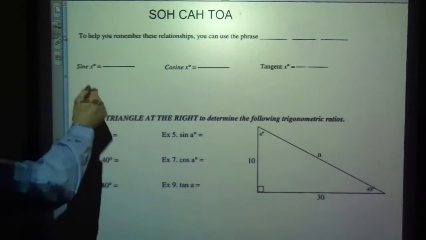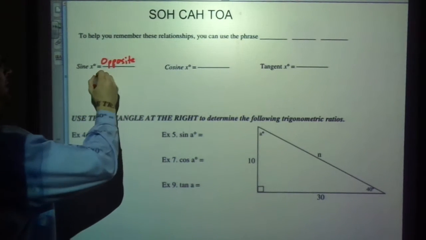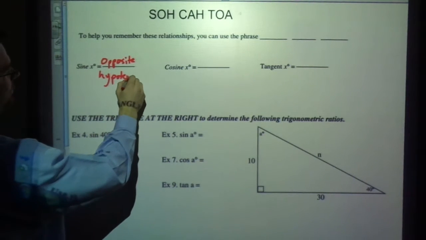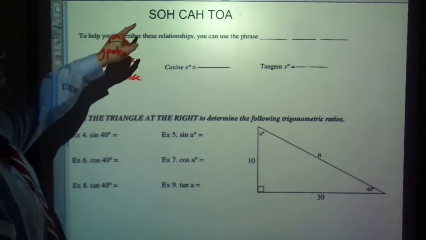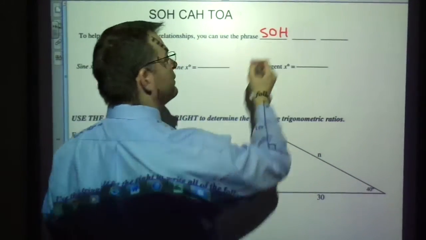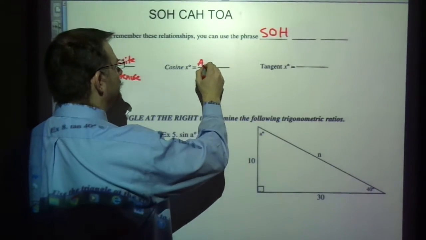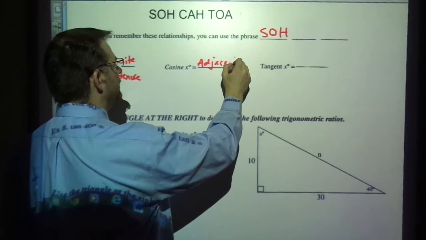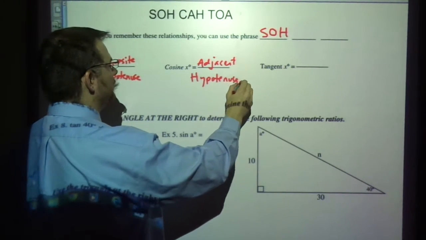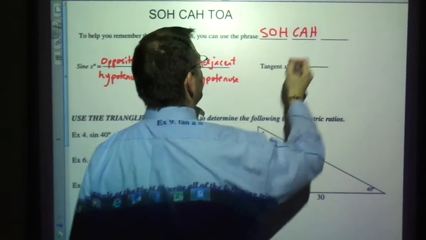Sine is by definition opposite divided by the hypotenuse. So we can remember sine is opposite over hypotenuse. So cosine is adjacent side divided by the hypotenuse. So that's cosine is adjacent divided by hypotenuse.